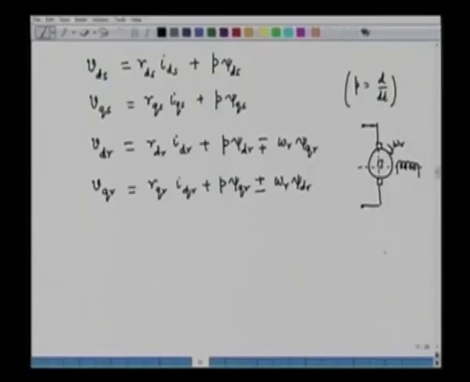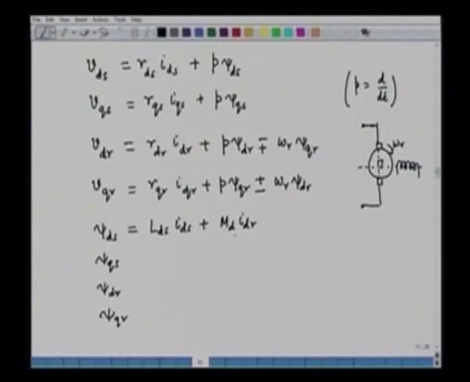All right. Now, what are the various fluxes? We have to define the various fluxes. What are these? Psi ds, psi qs, psi dr, and psi qr. They are the flux linkages in the stator and the rotors. Now, psi ds is equal to LDS IDS plus MD into IDR. LDS is the self inductance of the d axis stator. MD is the mutual inductance between the d axis stator and d axis rotor.